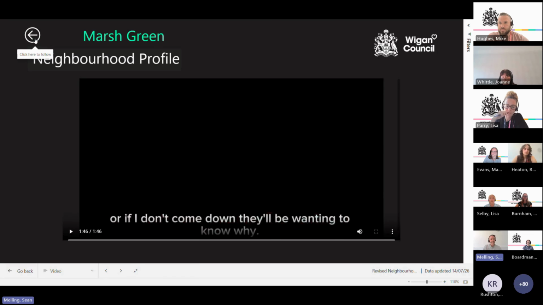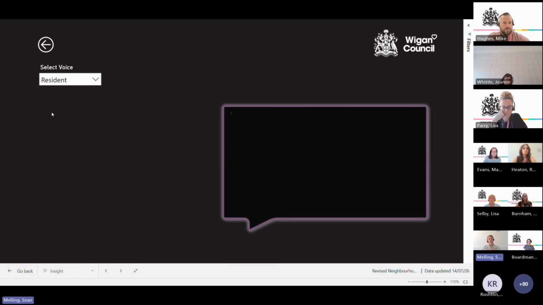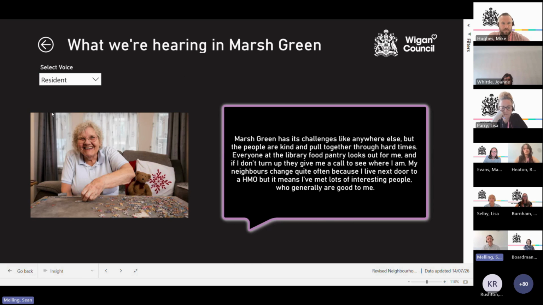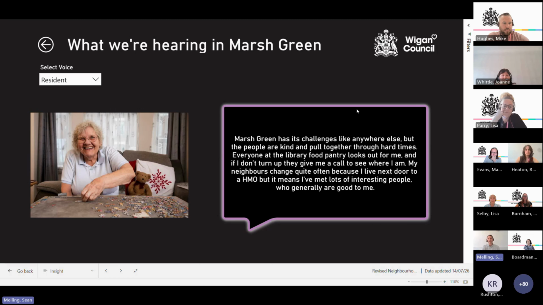So if I hit this back button, it'll take me back to that menu, and the next section on there is Insight. Now this is the bit that I'm most interested in, and it's possibly the bit that we still need to go away to improve and develop. So this is basically what's happening in Marsh Green, and this information should be quite live. You can select the voice, whether that's the resident, a councillor or member of staff, and it will give you a little bit of a soundbite of what's happening in Marsh Green.